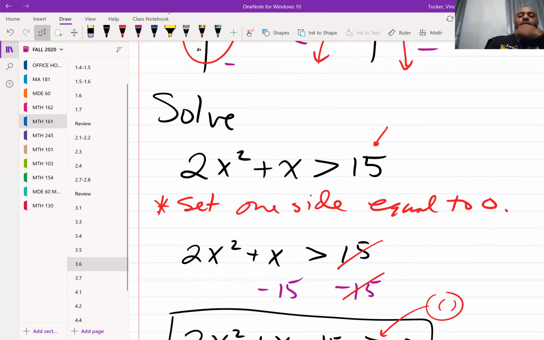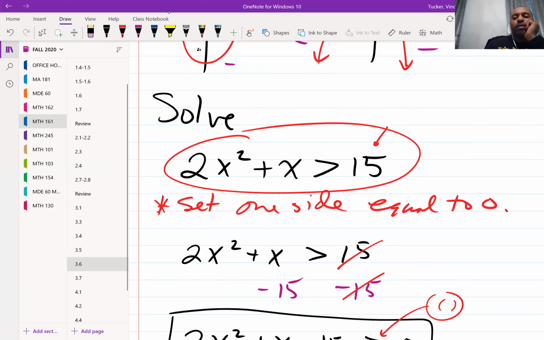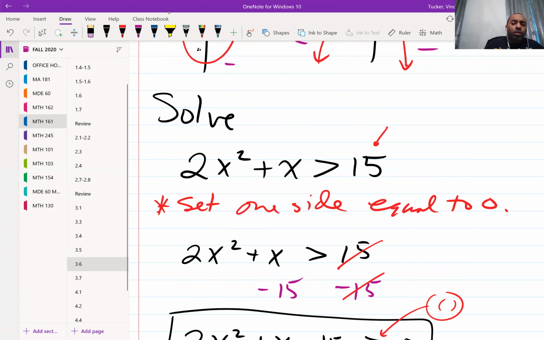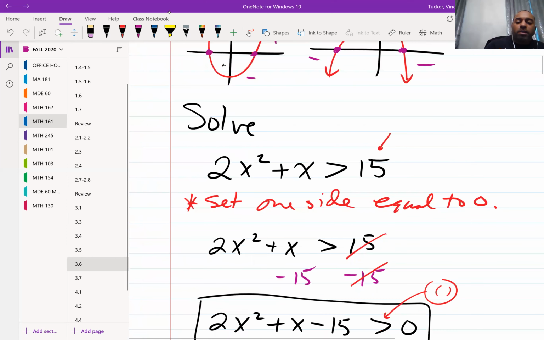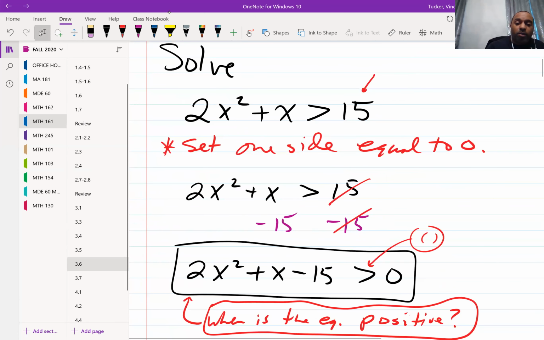So we have 2x squared plus x greater than 15. First thing we want to do is set one side equal to 0 because we want to make a clean comparison. So we'll subtract 15 from both sides, and that's 2x squared plus x minus 15 greater than 0. We want to know, when is that left side greater than 0? Remember, greater than 0 is positive, less than 0 is negative. Saying greater than 0 is the mathematical way of saying positive. When is this expression positive?